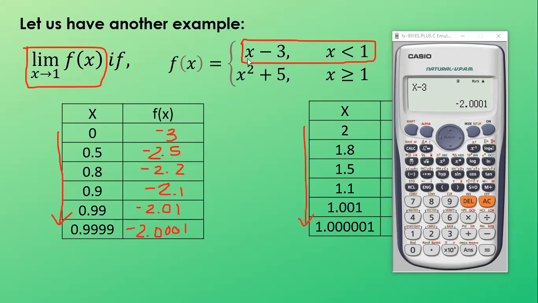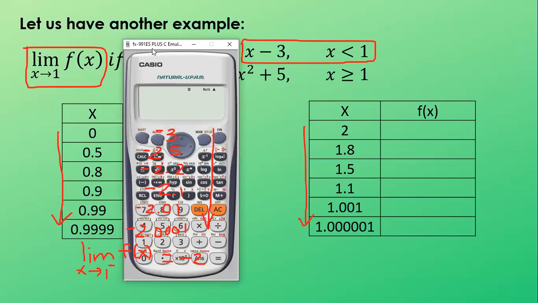Based on our table, as x approaches 1 from the left, our f of x gets closer and closer to negative 2, di ba? So our limit of the function f of x as x approaches 1 from the left is equal to negative 2. Okay, how about the second table?